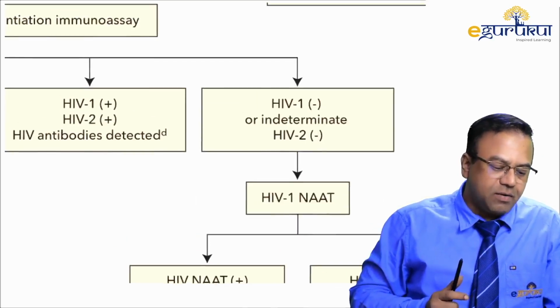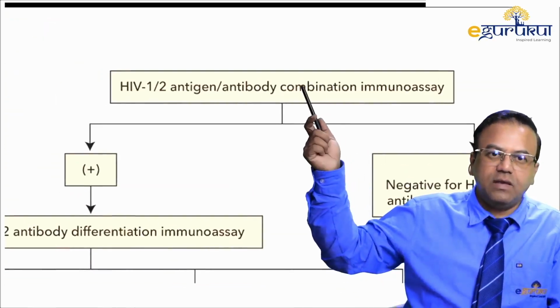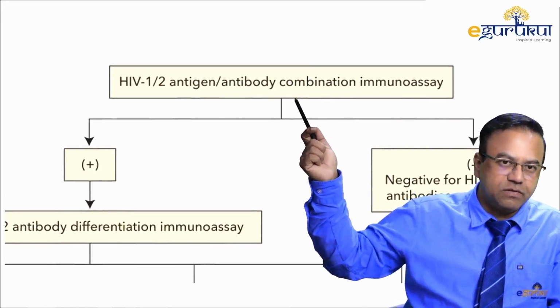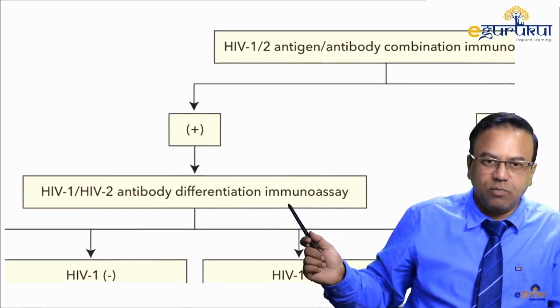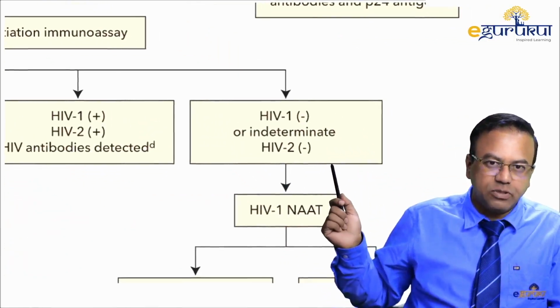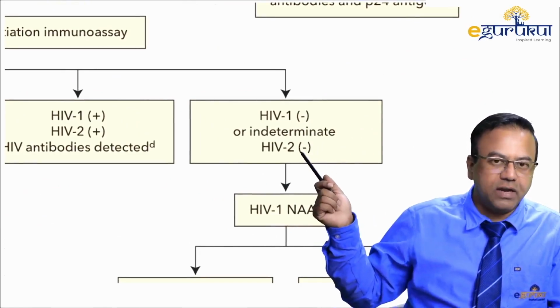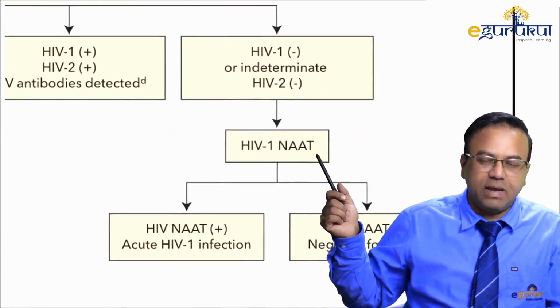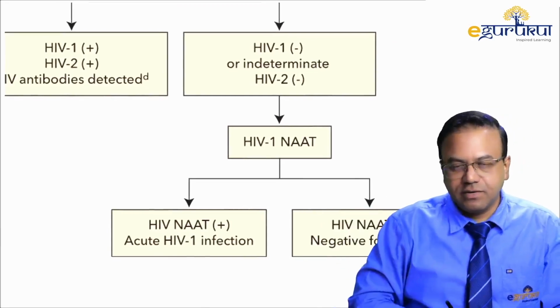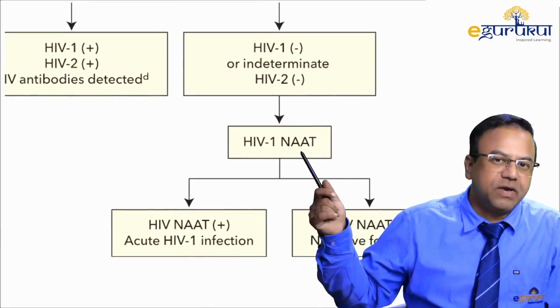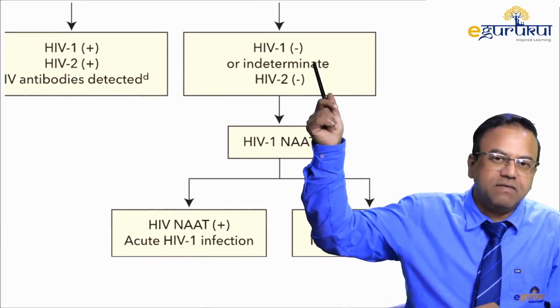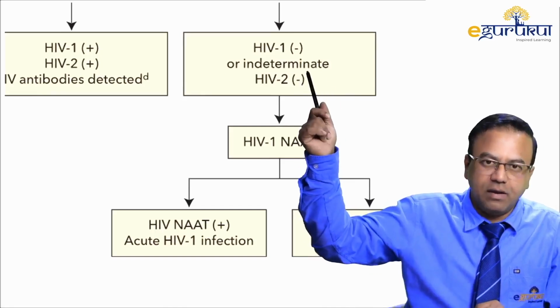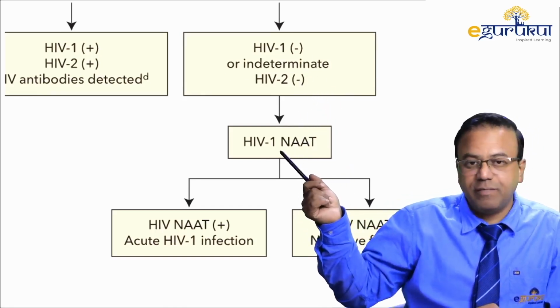One important idea to understand is that once you have the 4th generation ELISA showing positive, you did the differentiation immunoassay, and you ended up in this position, that is HIV-1 negative, HIV-2 negative, the next step obviously by sequence is to go for a PCR, isn't it? That nucleic acid amplification test. You did not get antibodies against HIV-1 or HIV-2, or they are indeterminate. The next step is PCR, which is confirmatory.